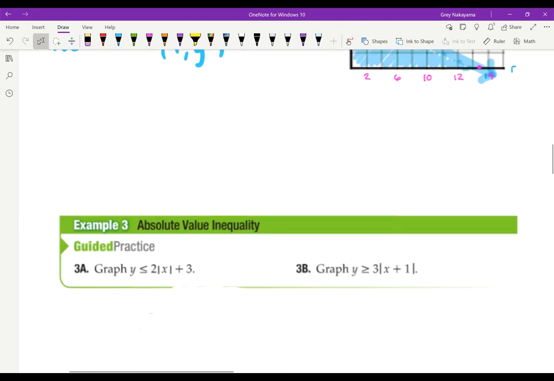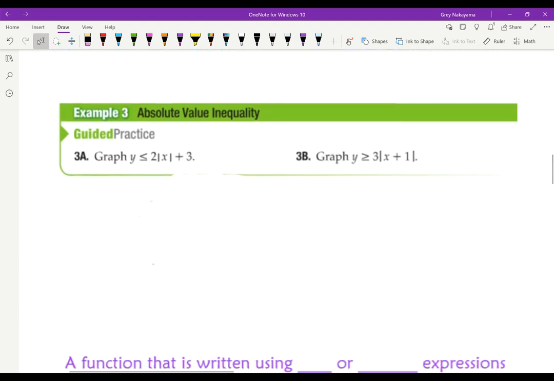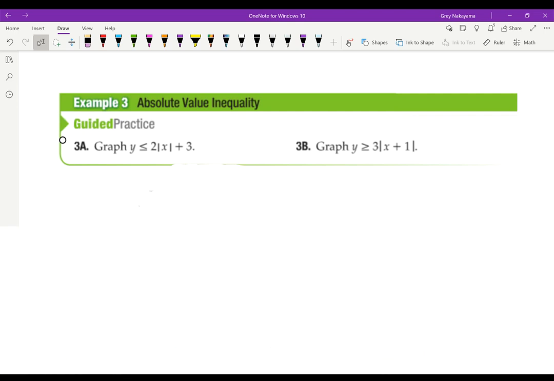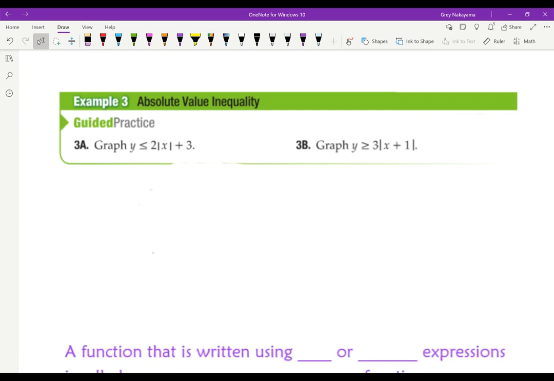Let's talk about absolute value. Absolute value inequalities. Remember, absolute value looks like a V, okay? And so we have some changes to this graph, okay? You have a 2 and you have a 3.